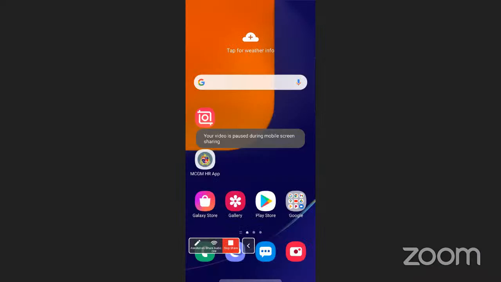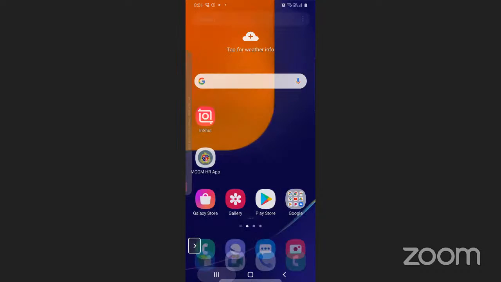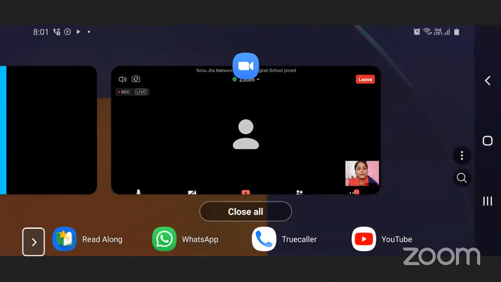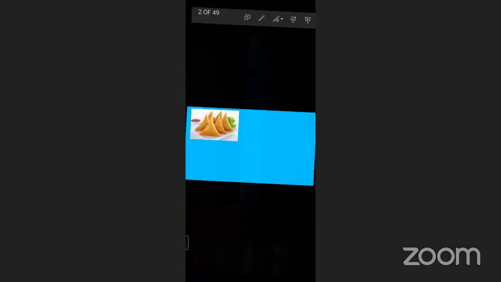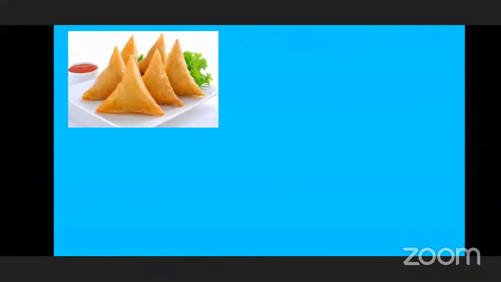So children, I am sharing the screen. You observe the screen carefully and try to understand the new concepts that we are going to learn together in today's topic. Okay, now I am sharing the screen children. Observe it carefully and try to understand the new concepts. Just give me a second. I'm sharing the screen. So here the screen is.